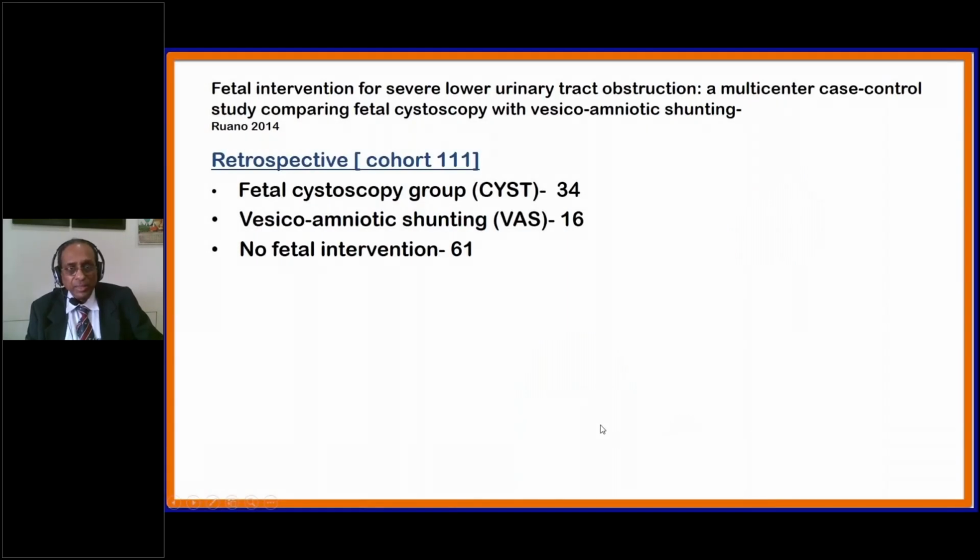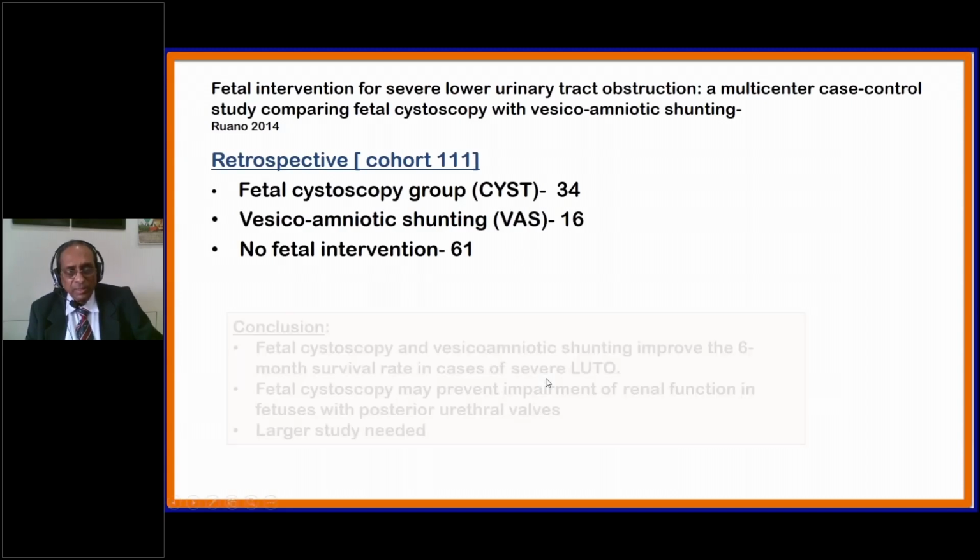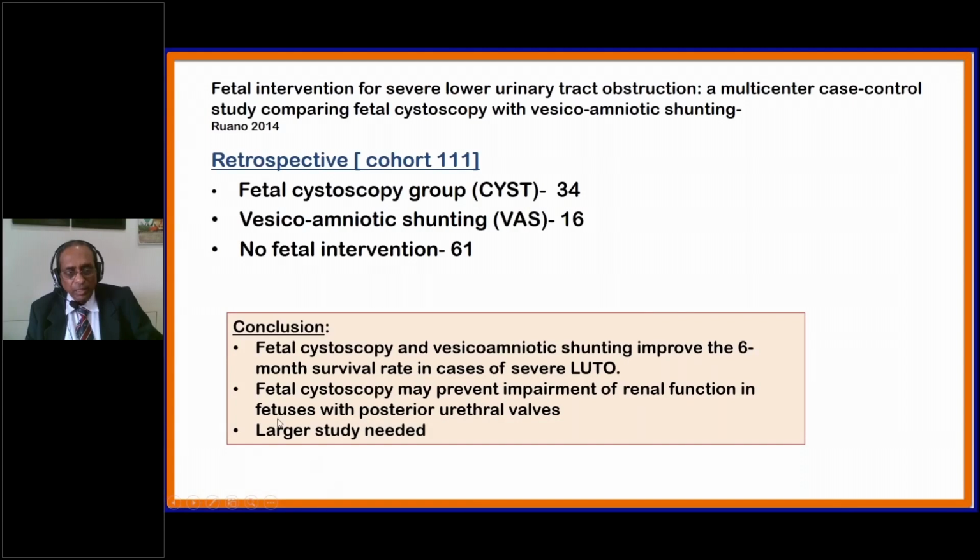So we have two methods now, cystoscopy and vesicoamniotic shunting. This retrospective cohort of 111 cases concluded that fetal cystoscopy and vesicoamniotic shunting improve the 6-month survival rate in case of severe LUTO. Fetal cystoscopy may prevent impairment of renal function in fetuses with posterior urethral valves. Of course, a larger study is needed because the number in cystoscopy is very, very small.